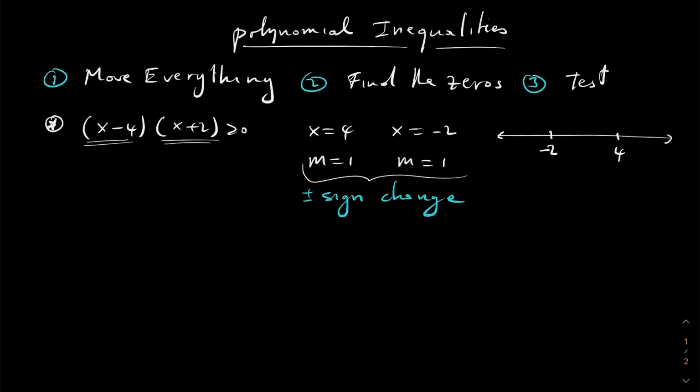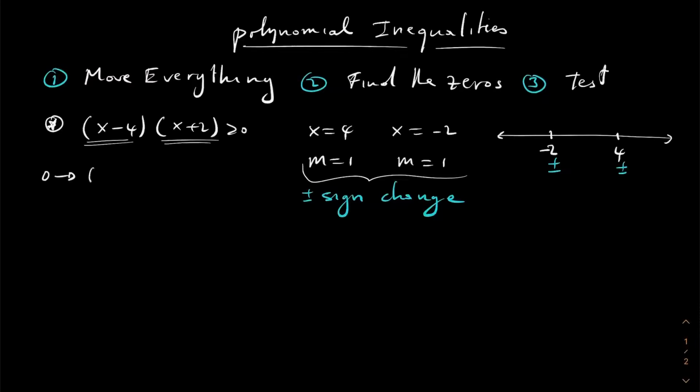And then the next thing we need to do here is try to figure out which regions out of those 3 regions are actually solutions for my inequality. So I'm going to go ahead and test the regions so I can know whether they work or not. The easiest thing to do here, since you know that the sign is going to be changing at negative 2 and 4, is to just test 0. So I'm going to go ahead and plug 0 into my inequality here.